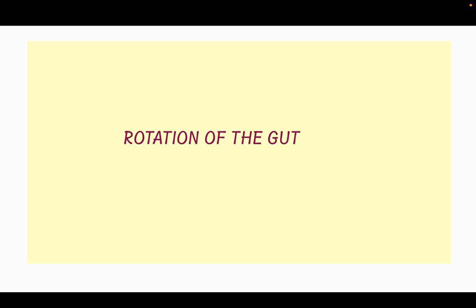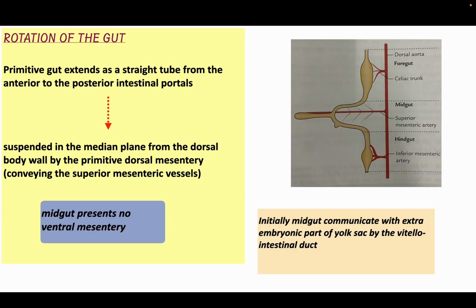We'll discuss the rotation of the gut. Now, we know that the primitive gut extends as a straight tube from the anterior to the posterior intestinal portal. So, initially it is a straight tube. It is suspended in the median plane from the dorsal body wall by the dorsal mesentery.